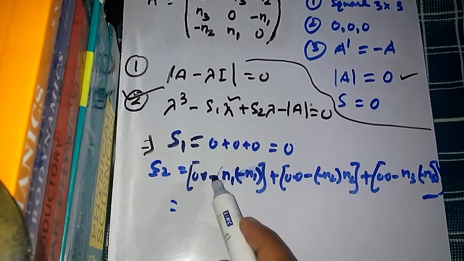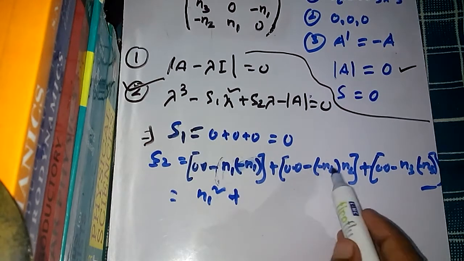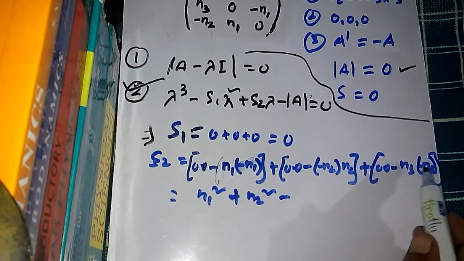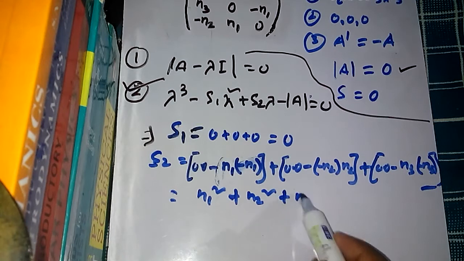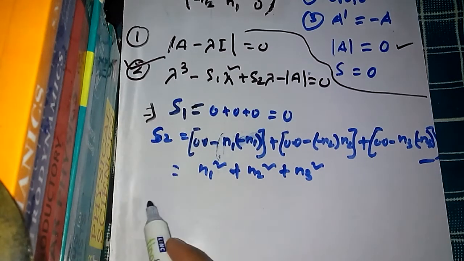Okay, so this is minus into minus plus n1 into n1 square, n1 square, sorry, and this is minus into minus plus n2 into n2 square, and this is minus into minus plus n3 into n3. This is s2, sum of minors of diagonal elements, and determinant of A.